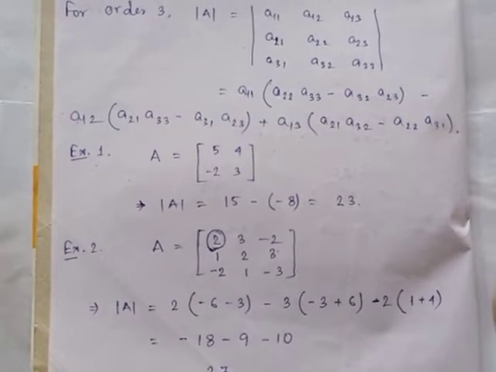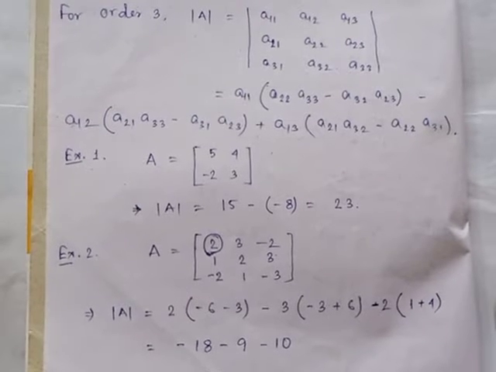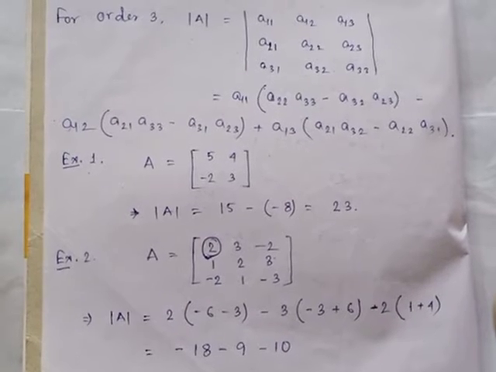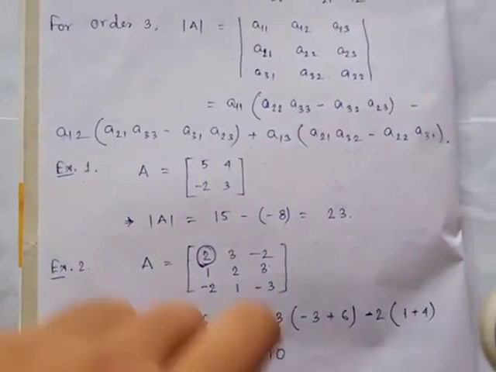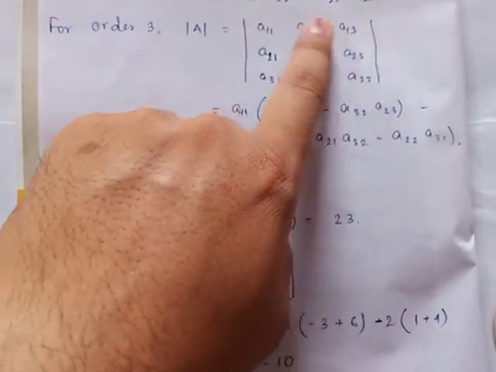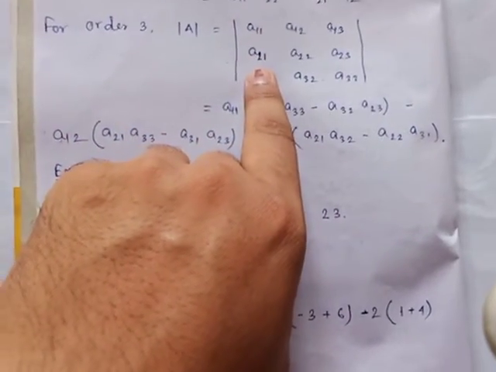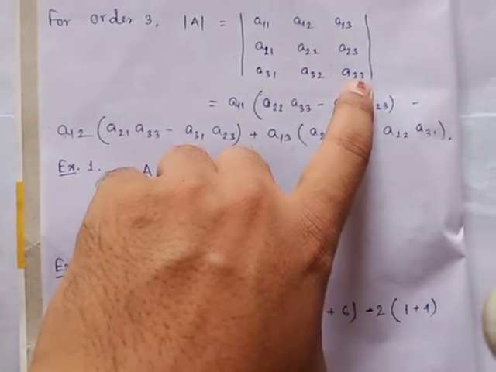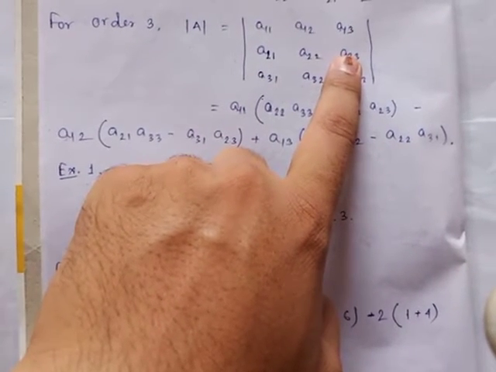Now, for order 3, mod A equals the array A11, A12, A13, A21, A22, A23, A31, A32, A33. Now the multiplication process is: take A11, and the respective row and column are ignored. So here you have to take these four elements. Cross multiplication: A33 into A22 minus A32 into A23.